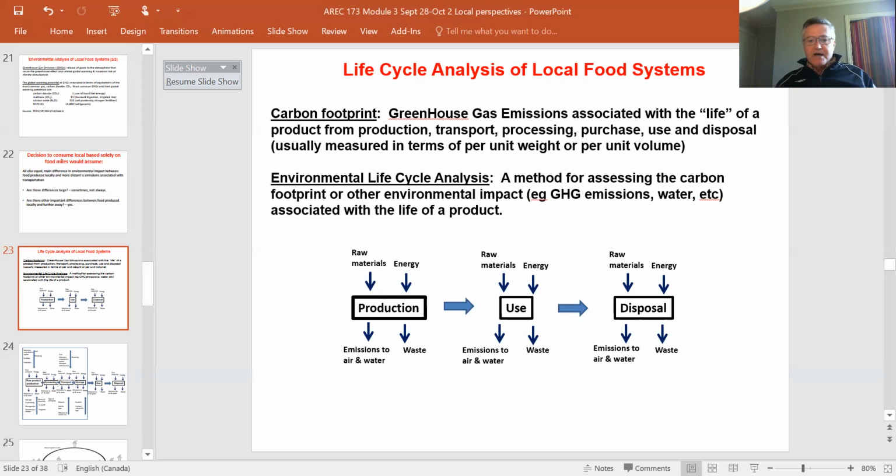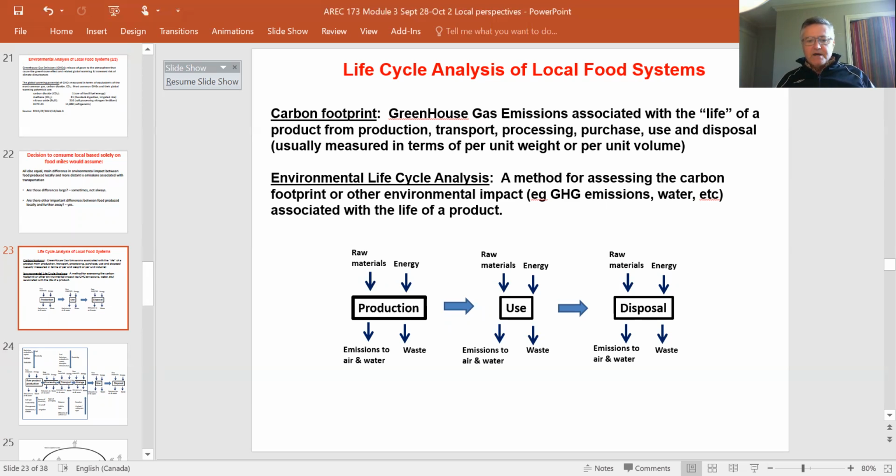This is where we look at some environmental impact, and it can be measured in terms of water quantity, water quality, as I said before, or greenhouse gas emissions, being a big one. So what is the life cycle? Here's a very simple life cycle: production, use, and disposal, linked by those blue arrows.